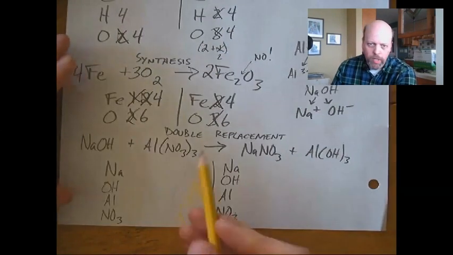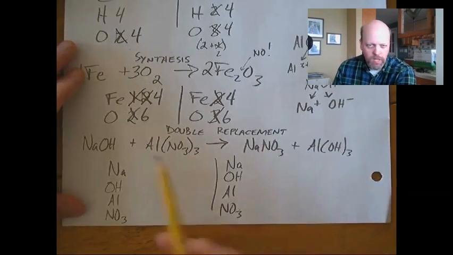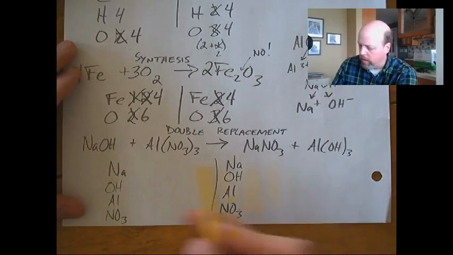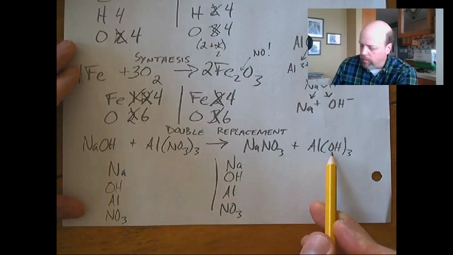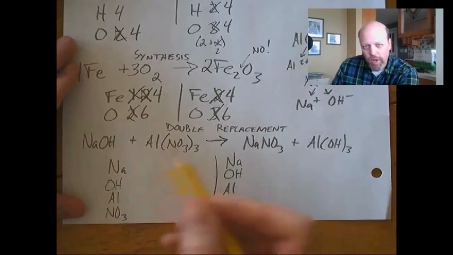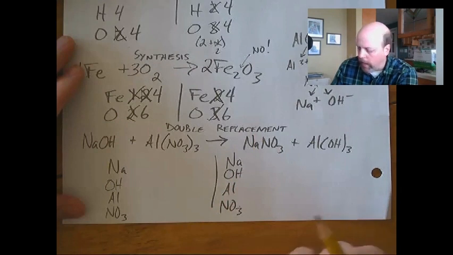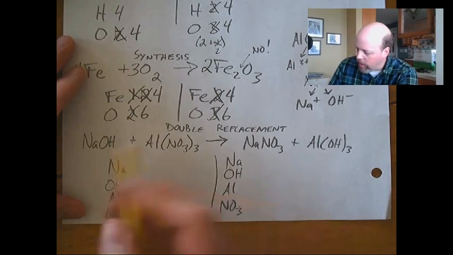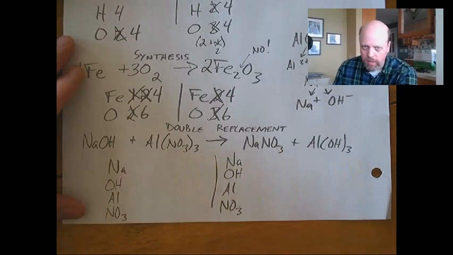This is called a double replacement reaction because the ions sort of take the place of each other. The sodium ends up with the nitrate ion, and the aluminum ends up with the hydroxide ion. They're sort of doing a little dance and exchanging partners. So we're going to actually count ions here rather than elements because it makes it easier to balance this equation. Otherwise, we've got oxygen in every molecule, and it gets really complicated.